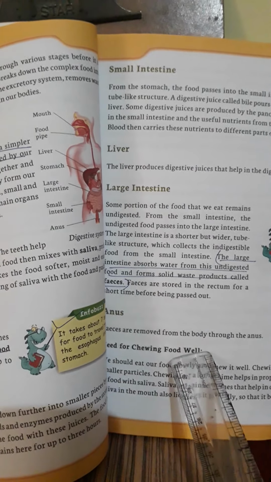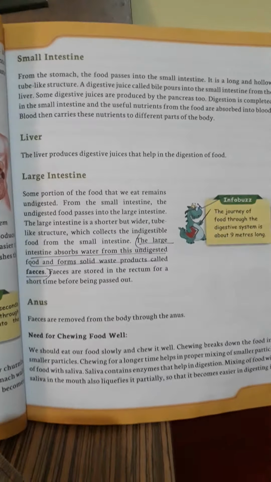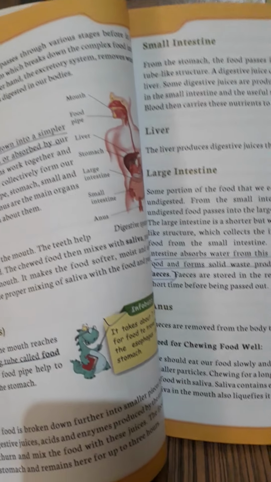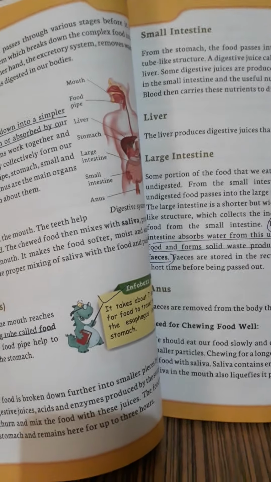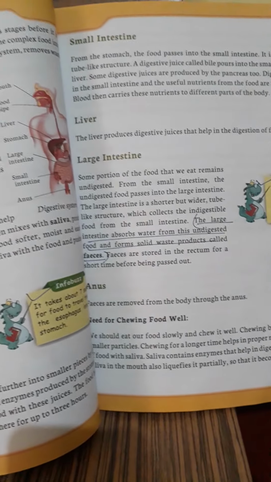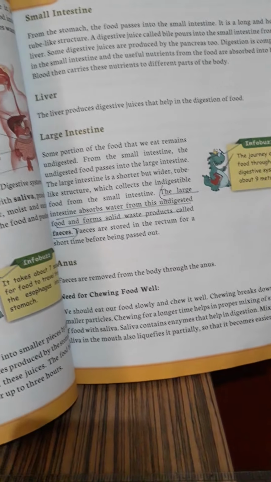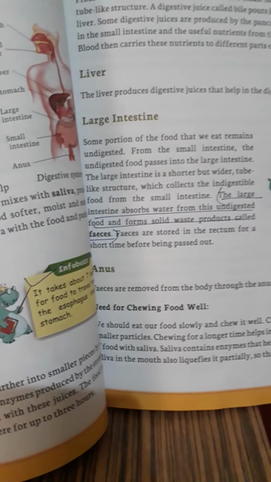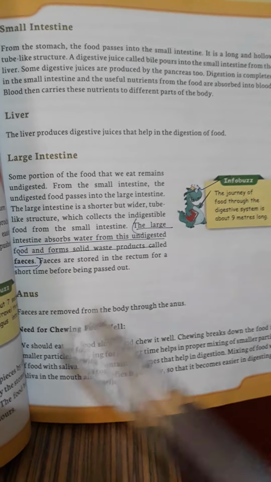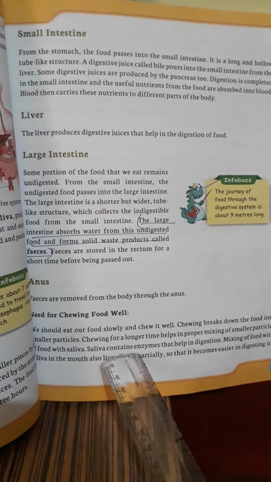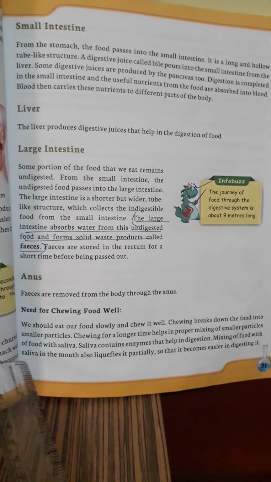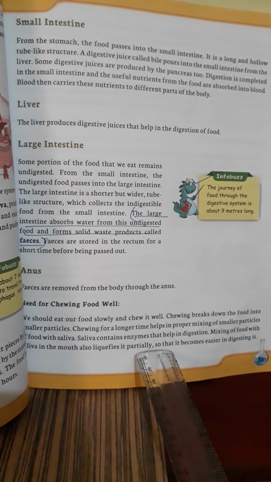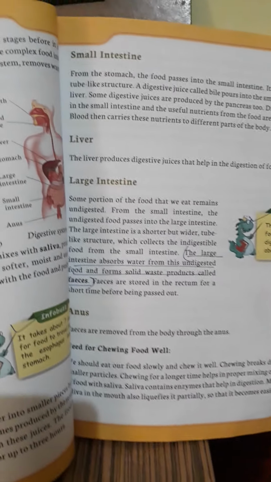Then, need for chewing food well. We should eat our food slowly and chew it well. When you chew your food, it gets broken down into smaller pieces which are easier to digest. When mixed with saliva, chewing allows your body to extract the greatest possible amount of nutrients from the food that you eat. So basically, saliva contains the enzymes that help in the process of digestion. Mixing of food with the saliva in the mouth also liquefies it partially so that it becomes easier to digest.